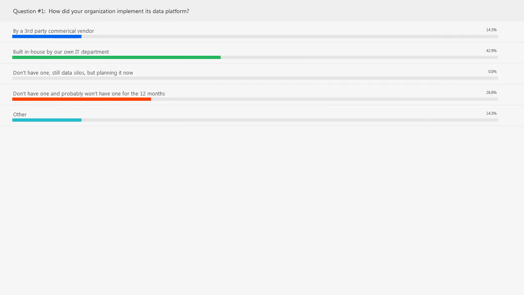Right. Interesting, very interesting. I see the red, a quarter, almost a third of us here, do not have a data platform and don't even have a plan for the next 12 months. Very interesting. And thank you for your participation. I shall move on and comment, maybe if our time allows, I'll comment back on this later on.